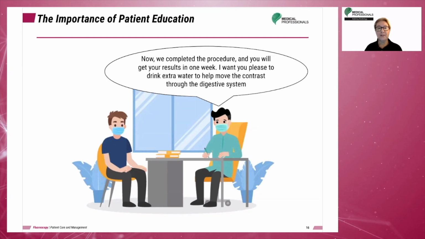Another example relates to the use of barium. Barium is very chalky and does not contain much water. In addition, water is absorbed by the small bowel, leaving just the powder, which can clump in the intestines. Patients need to be educated about drinking extra water to help move the contrast through the digestive system. Without that education, patients can end up with a bowel obstruction. It is sad to say, but things like this happen more often than they should.